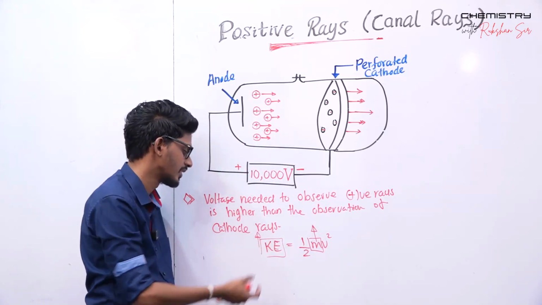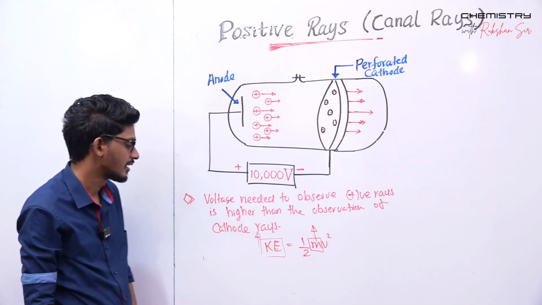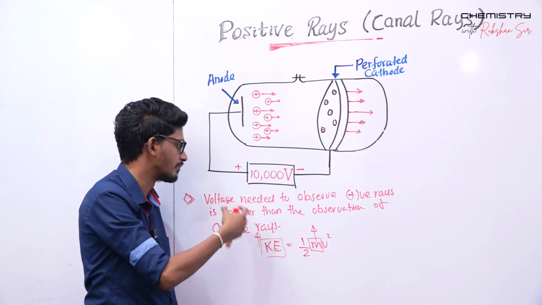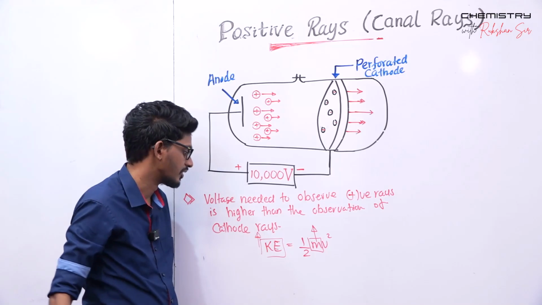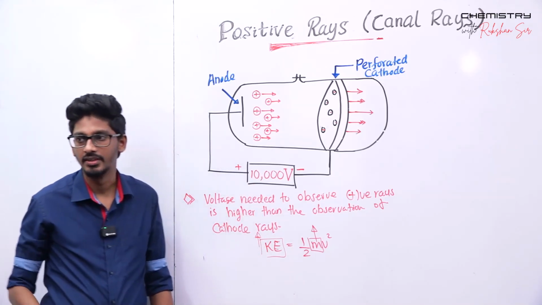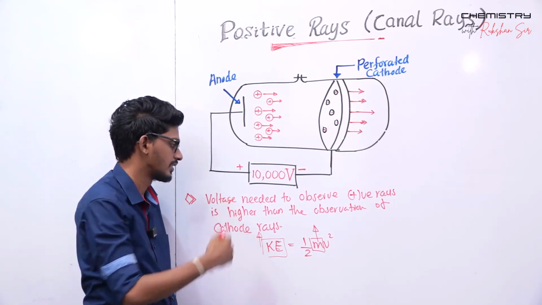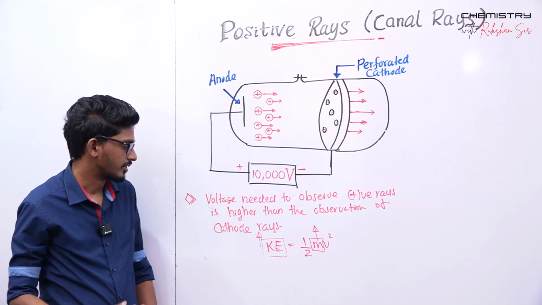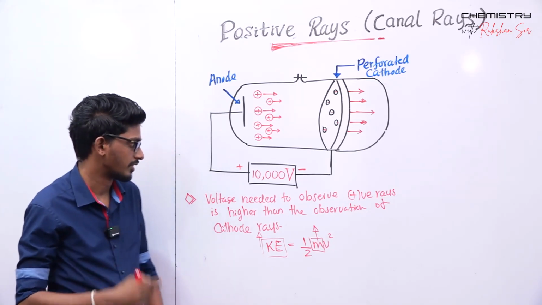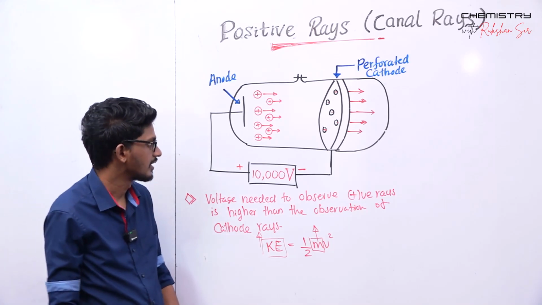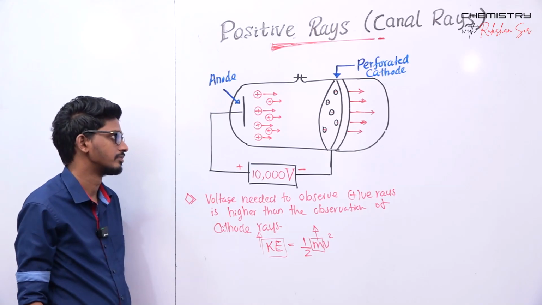So if the mass is high, they need some greater kinetic energy to move them, right? That greater kinetic energy should be supplied by the voltage, the electrical energy. So you need to supply some higher electrical energy by a higher voltage, right? That is the idea. That is why we say we need some greater voltage than in the situation of the cathode rays to observe the anode rays. That is one specific thing you need to know.